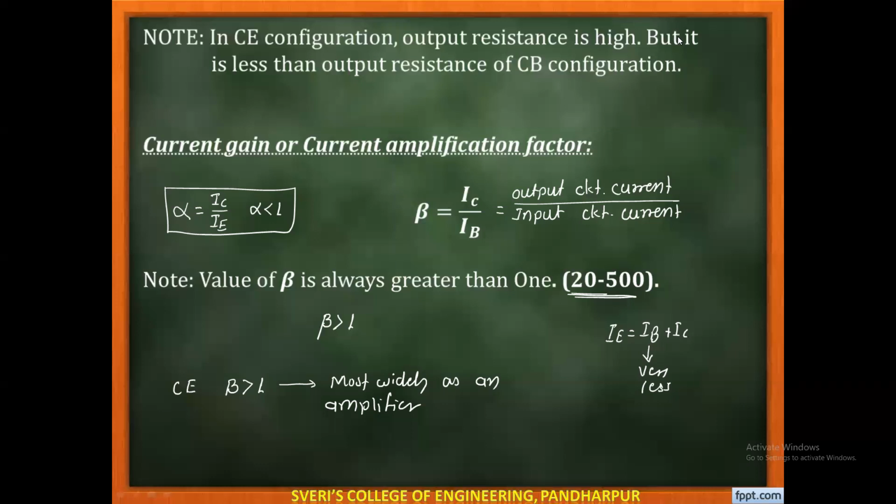So, in the previous session, we discussed two configurations: one is the common base configuration and the other is the common emitter configuration. If you compare these two, in the common base configuration the base terminal of the transistor is common between the input and output circuit, and in the common emitter configuration the emitter terminal is common in the input and output circuit.